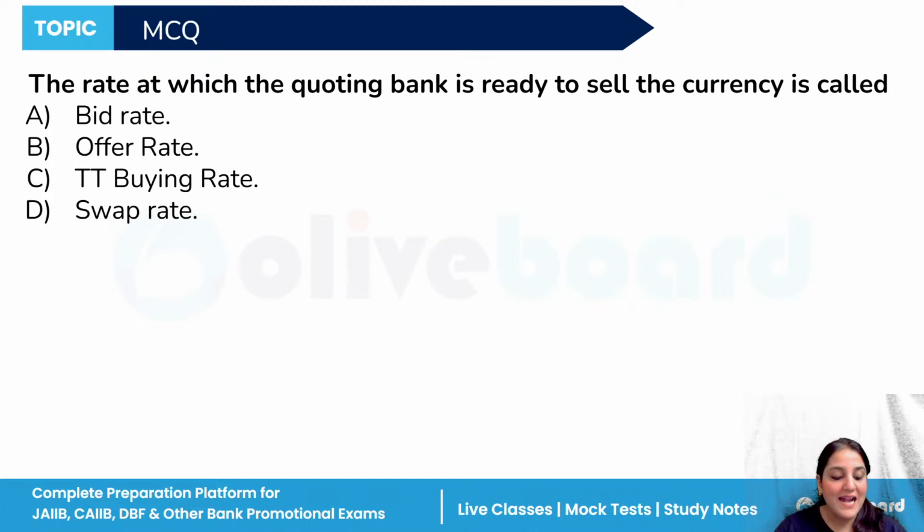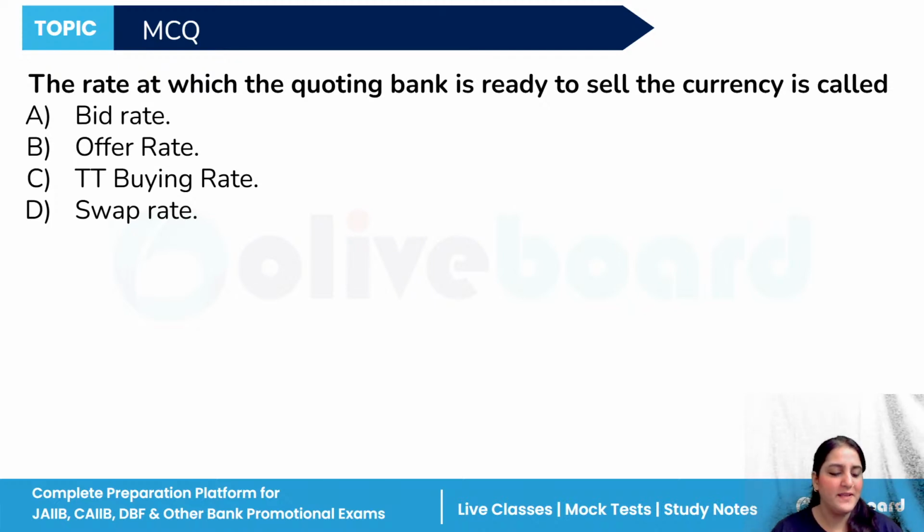The rate at which the quoting bank is ready to sell the currency is called: bid rate, offer rate, TT buying rate, swap rate. Yeah, very good everyone. Subodh sir, Mukesh sir, the answer is B. How? The rate at which the quoting bank is ready to sell the currency is called the quote rate.